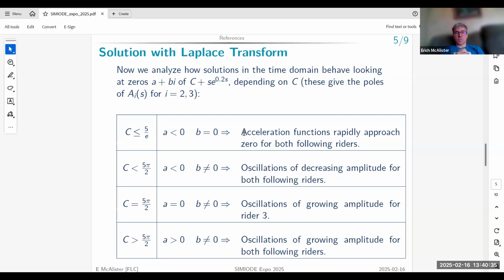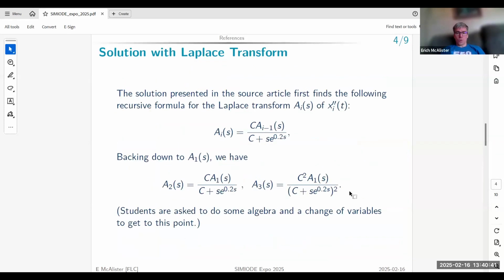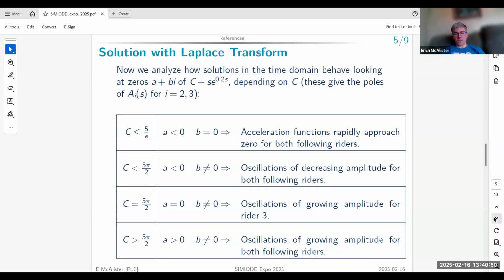And because of the multiplicity of the poles in the third rider's function, in the time domain you get a multiplication by t. So the oscillations grow more rapidly. And in the case when c is greater than 5 pi over 2, inevitably a collision between riders is going to happen. Okay, so that was obviously very fast, because probably most of you are familiar with the theory of Laplace transforms.